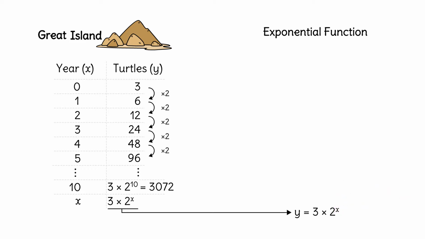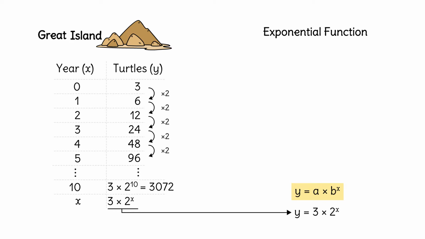This exponential function has a special structure: Y equals A times B to the X. B is called the multiplier. It determines how fast the turtles increase. A is the initial value, that is, the number of turtles in year 0.